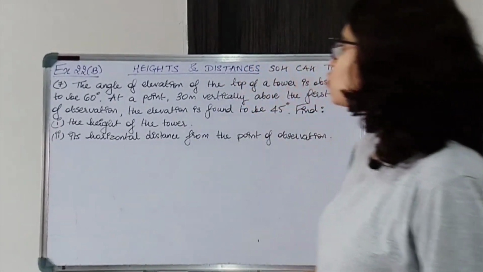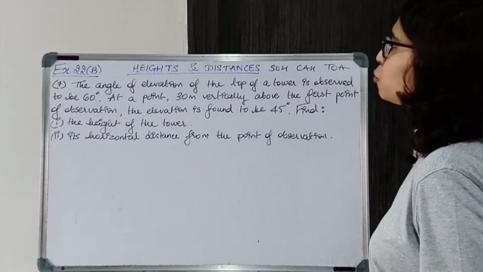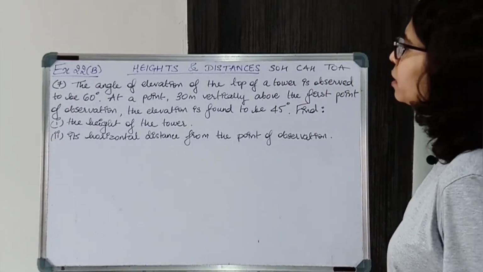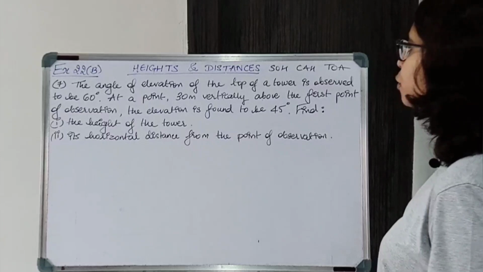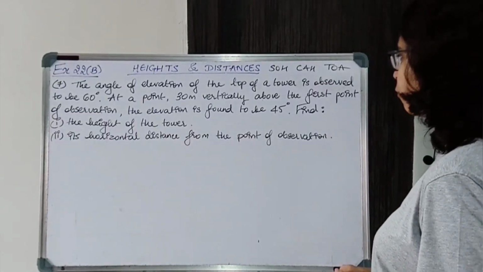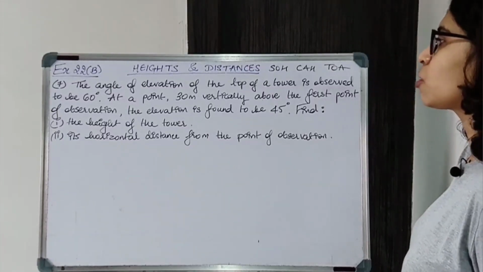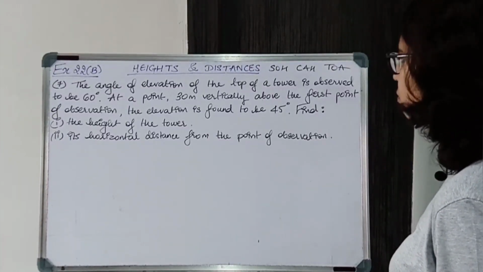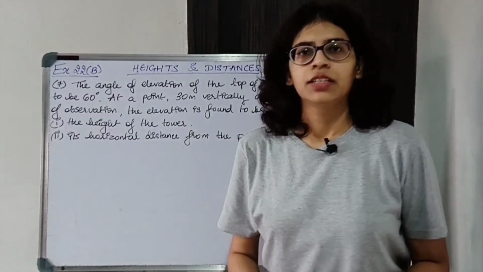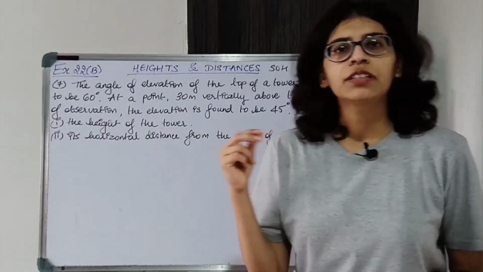The angle of elevation of the top of a tower is observed to be 60 degrees. At a point 30 meters vertically above the first point of observation, the elevation is found to be 45 degrees. Find, first part, the height of the tower, and second part, its horizontal distance from the point of observation. There is a tower and you are observing the tower.